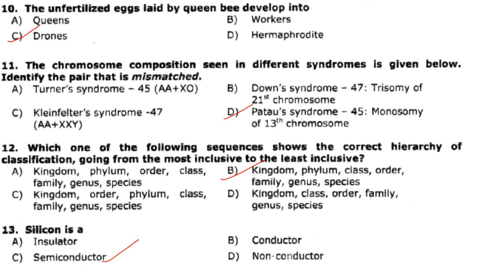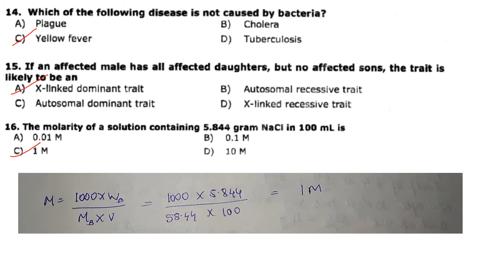Then next one. Which one of the following sequence shows the correct hierarchy of classification going from the most inclusive to the least inclusive? So it is kingdom, phylum, class, order, family, genus and species. Answer is option B. Then silicon is a semiconductor. Answer is option C. Then next one. Which of the following disease is not caused by bacteria? So yellow fever is not caused by bacteria. Answer is option C.